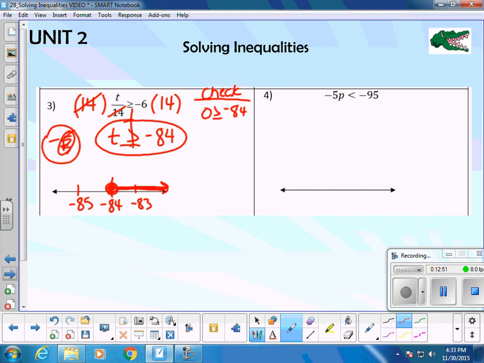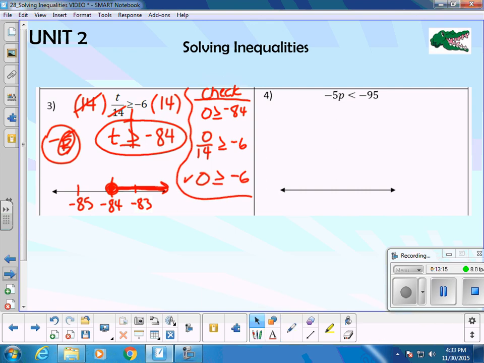So I'm going to use 0. Let's plug in 0 divided by 14. Is it greater than or equal to -6? Well, 0 divided by anything is just 0. So is 0 greater than -6? It sure is, so that means my check step works.